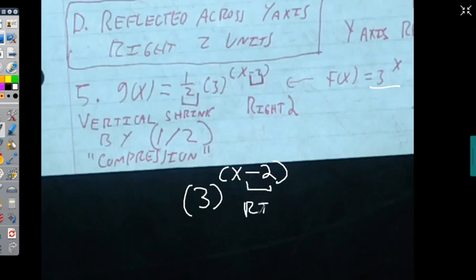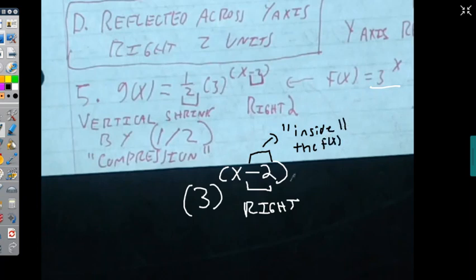And the reason why it moves us to the right 2 is, notice that this negative 2 is inside the original function. You can think of it as inside the function. Because it's inside the function, that indicates horizontal movement. So it's a horizontal shift. And horizontal transformations inside the function do the opposite of what you think. Minus 2, right 2. Plus 2, left 2.